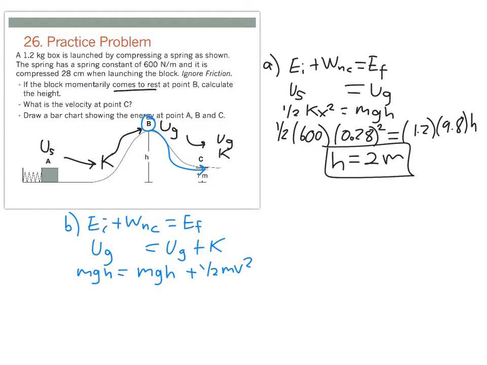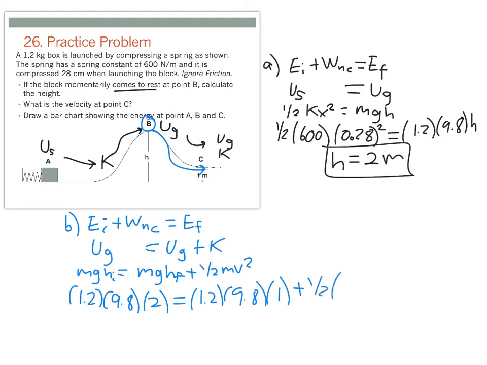So I can go ahead and fill in those formulas once again for gravitational potential energy and kinetic energy. The one thing I'm going to do is I'm going to say this is HI, my initial height at point B, and this is HF, my final height at point C. I now can plug in what I know, so 1.2 times 9.8 times 2 equals 1.2 times 9.8 times 1 plus 1/2 times my mass, which is 1.2, times v squared, and when I solve for v, I get an answer here of 4.43 meters per second. So that's going to be my velocity at point A.